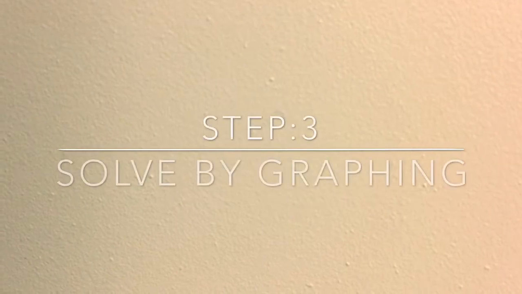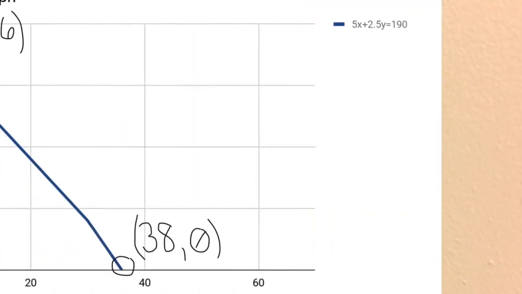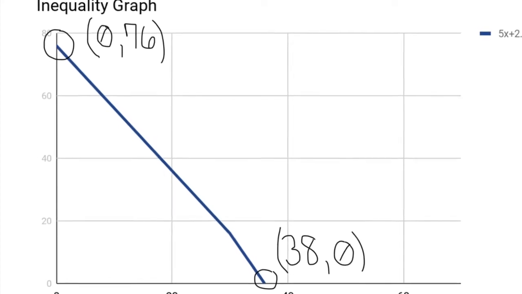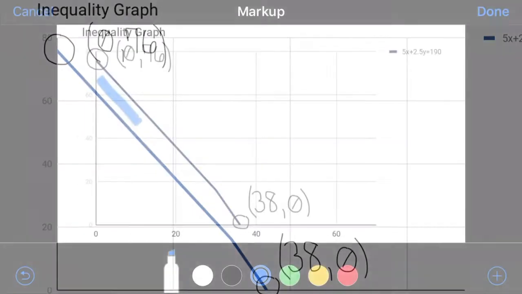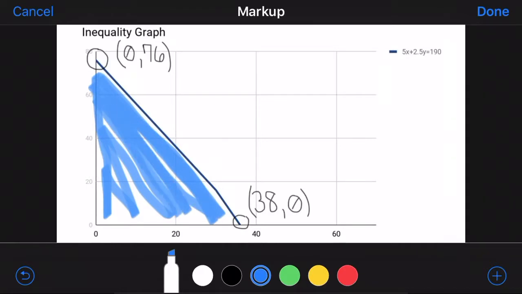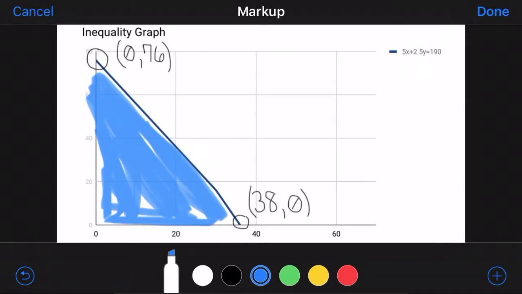To solve these inequalities, we are going to use graphing. To graph the first inequality, put points on the intercepts and draw a line connecting the two. Next, you are going to shade on the side of the line with all the possible solutions. To find which side works, use a test point. 0, 0 is probably the easiest. For our problem, you shade on the lower side because 0 plus 0 is less than 190.